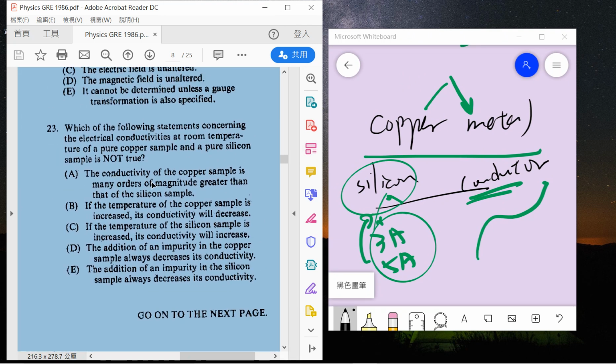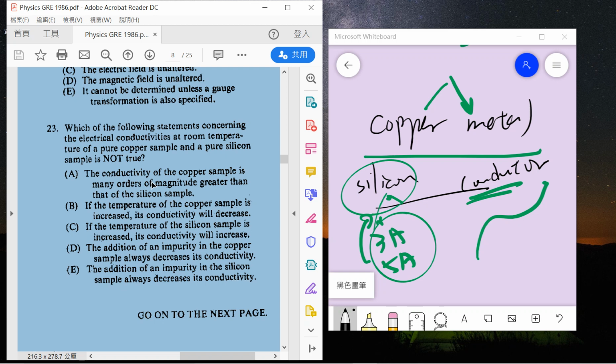So the first one: the conductivity of the copper sample is many orders larger. This is because in the pure state, copper is a metal, and metal has large conductivity. The temperature of the copper sample is increased. Common sense, right? If the temperature increases, the metal conductivity decreases. And C says if the temperature of the silicon sample is increased, the conductivity will increase. This is also correct. This is a property of semiconductors. The D said additional impurity in the copper sample always decreases its conductivity.